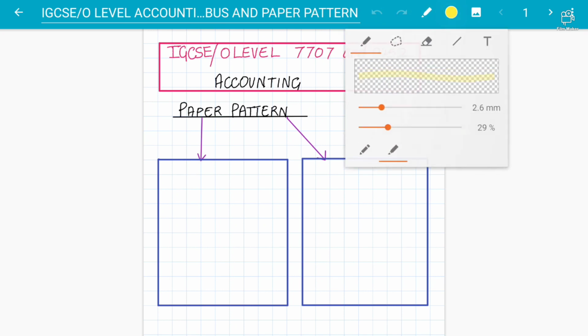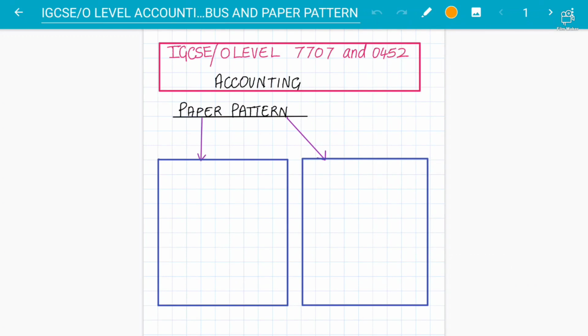So today let's have an overview discussion on the accounting for the Cambridge IGCSE and the O levels. First thing students need to understand, both of them have the same syllabus and same paper pattern. Okay, so we have 7707 and 0452.